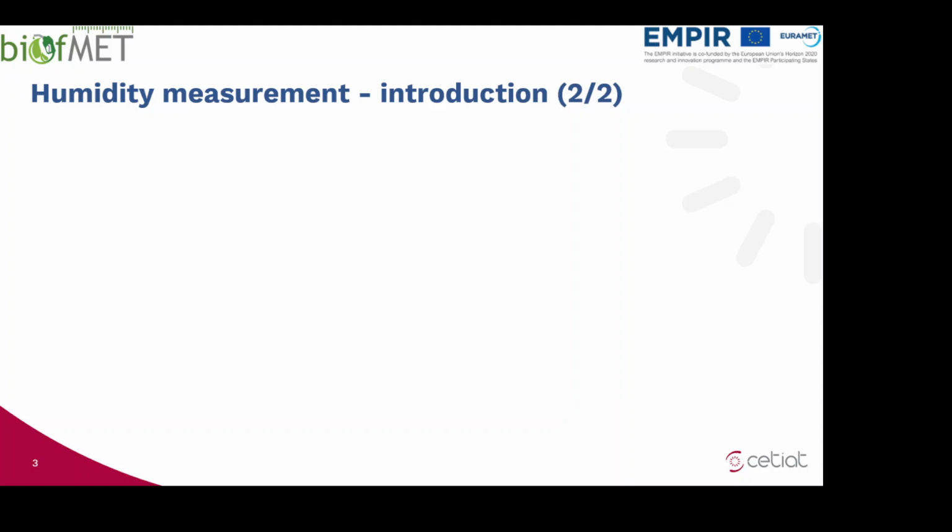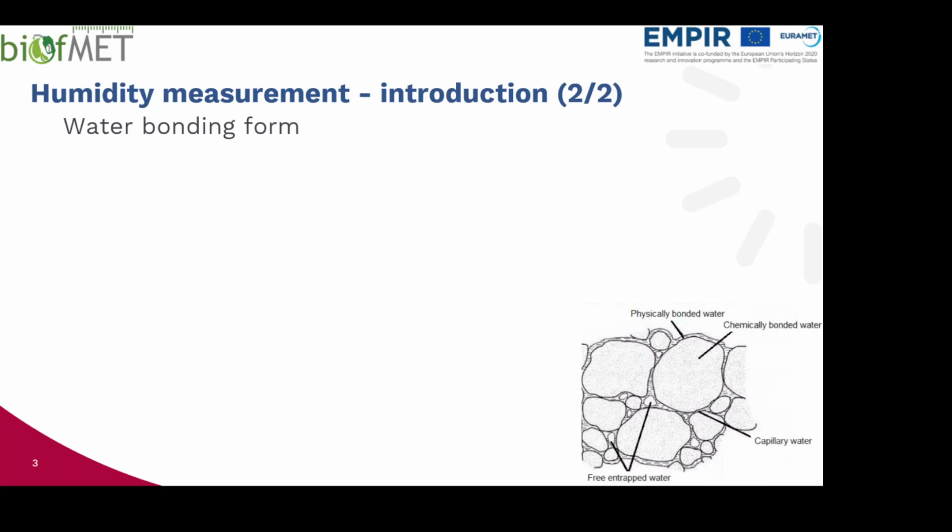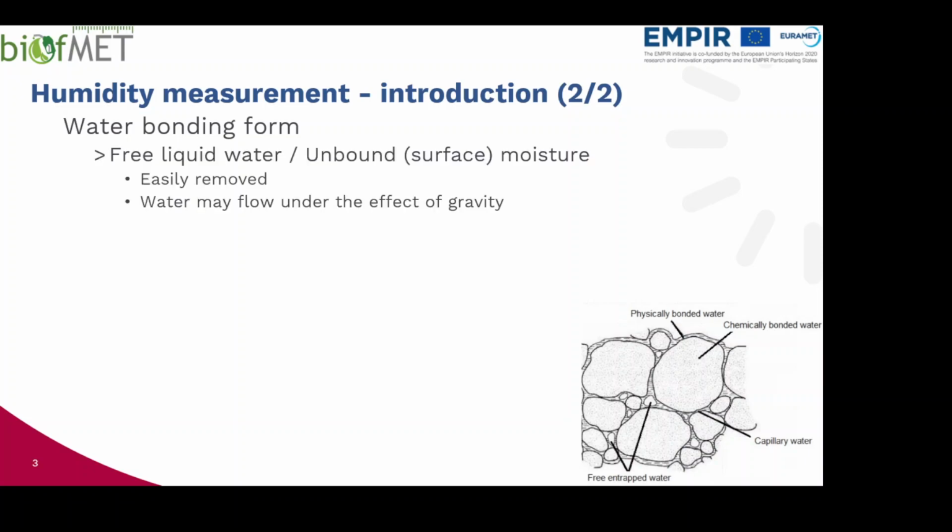As it has been mentioned in the previous slide, water can form different types of bonds with other molecules or surfaces, depending on the conditions and properties of the solid matrix. Free water, for example, is not bound to the solid matrix and can be easily removed from it. Among the physically bound water, we can distinguish capillary water.